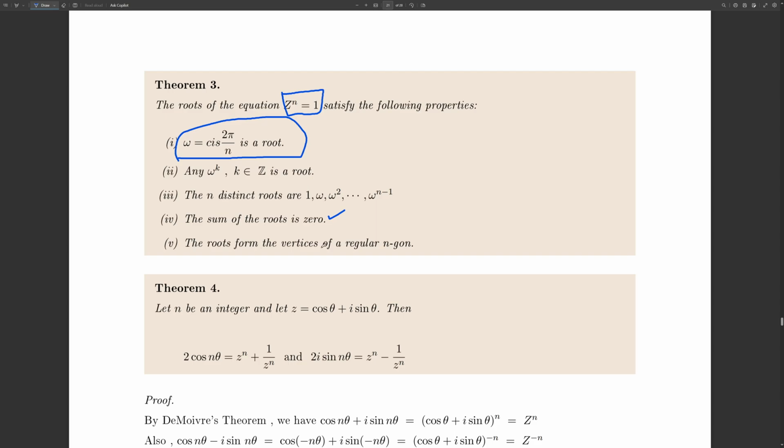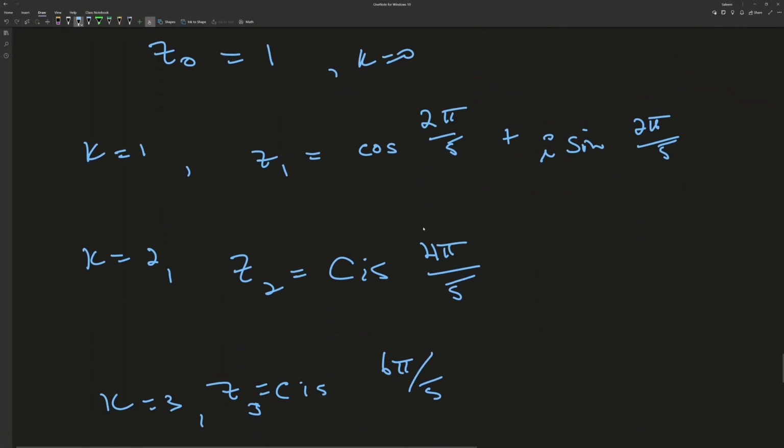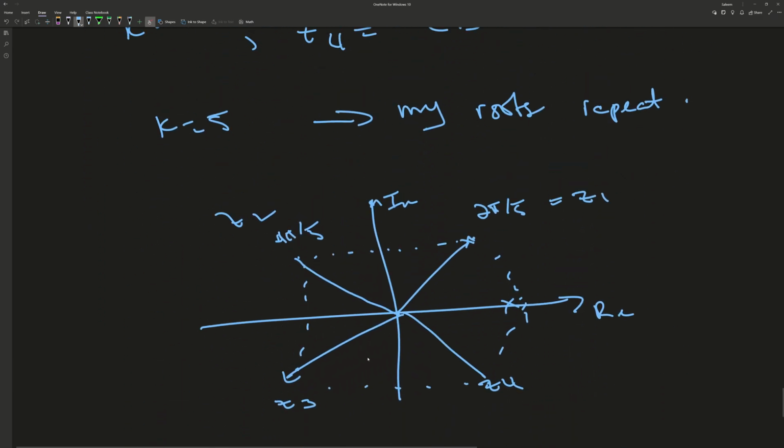The roots form the vertices of a regular n-gon. That is this diagram here. It's not really drawn to scale, right? But it's an n-gon, right? It's supposed to look a little bit skewed.